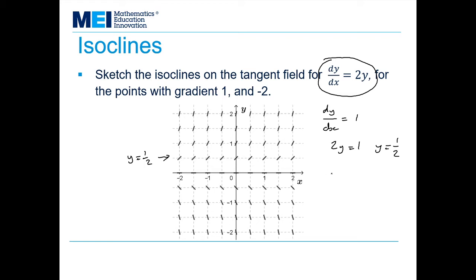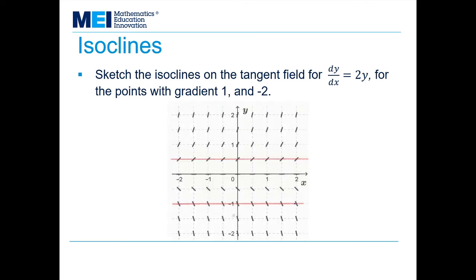For negative 2 then, I need to solve 2y equals negative 2, and that means that y is negative 1. So just here on the line y equals negative 1, all of these lines on the tangent field have gradient of negative 2. So here's the sketch of my isoclines.